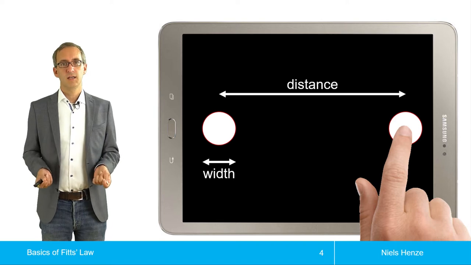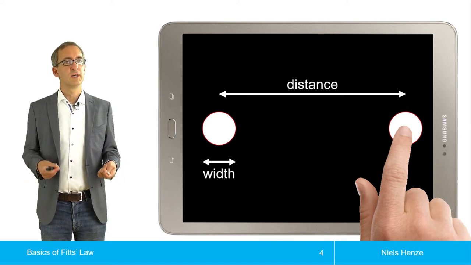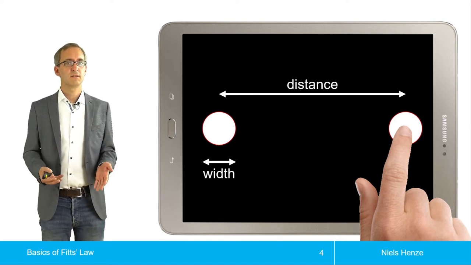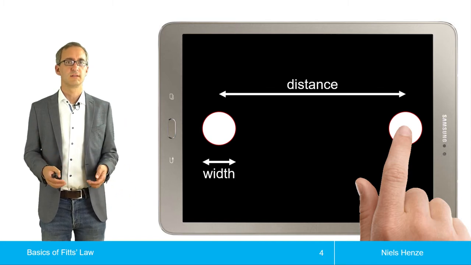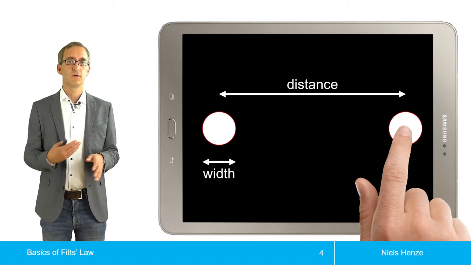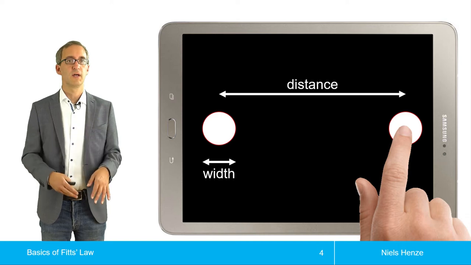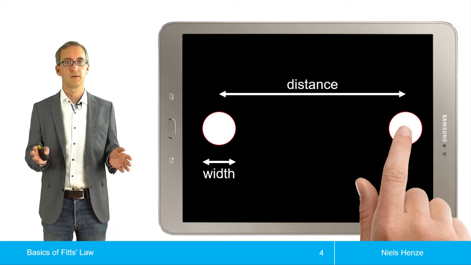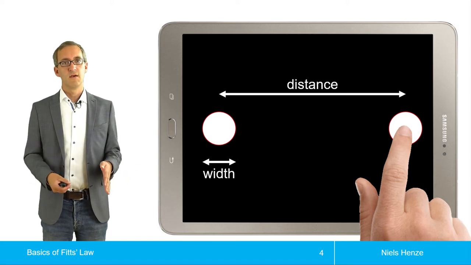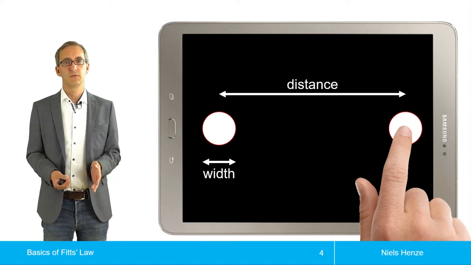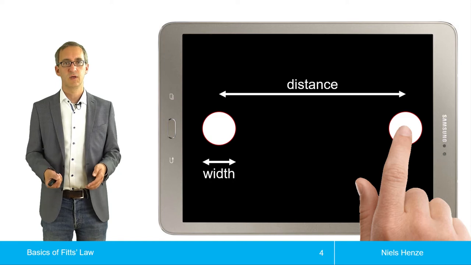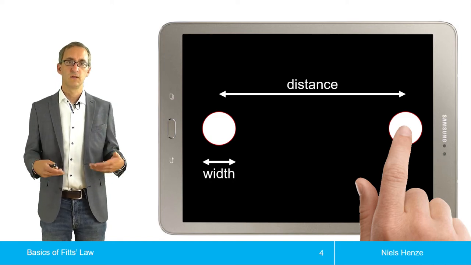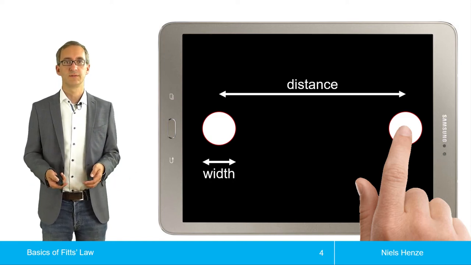And this type of task, these circles, we don't find them often, right? But there are similar tasks all over interactive systems. We have icons on all kinds of systems: on smartphones and tablets, even on smartwatches or desktop computers. We have buttons. We have all kinds of things that we want to click or select as fast as possible. And this is exactly what Fitts' law tries to model.